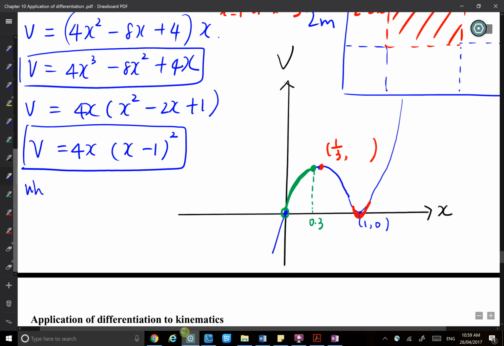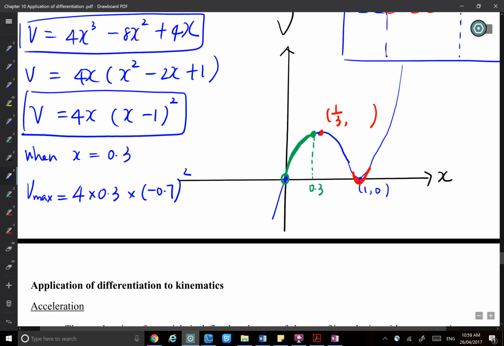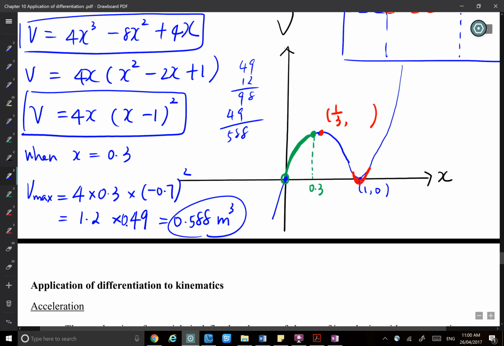So when x equals 0.3, V max will equal 4 times 0.3 times (0.3 minus 0.7) to the power of 2. So it's 1.2 times 0.49. Okay, so it's 0.49. That equals 0.588 meter cube. Okay, that is the maximum you can take.